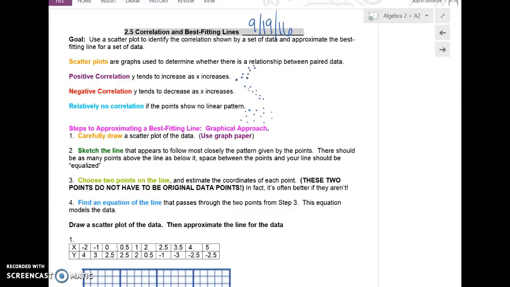A best fitting line, are you ready for this definition? A best fitting line is a line that fits the data the best. Really, it is. I know, crazy.